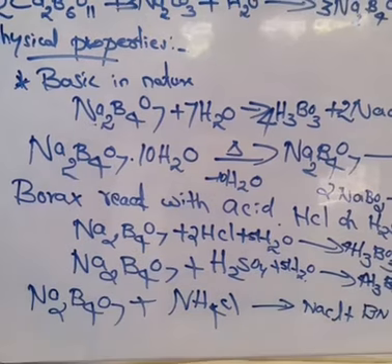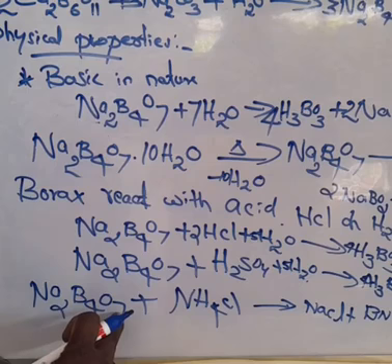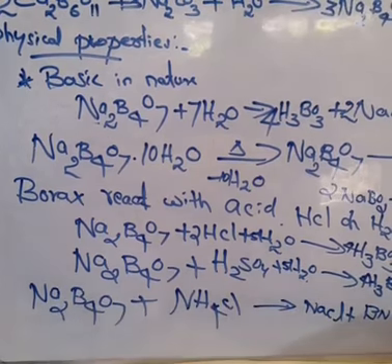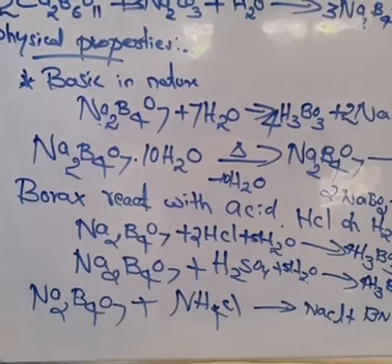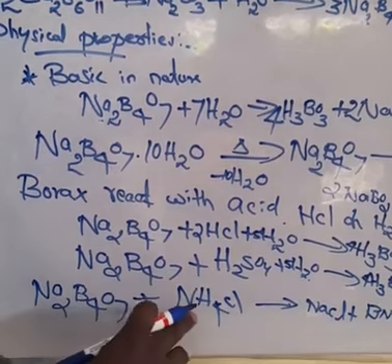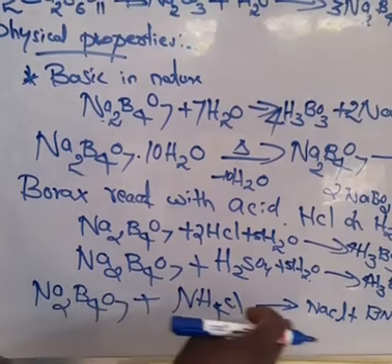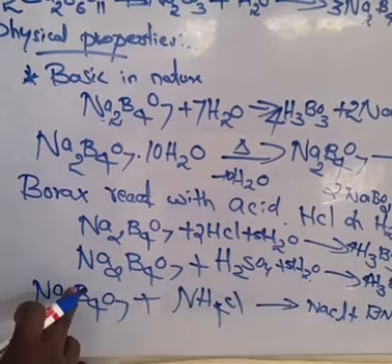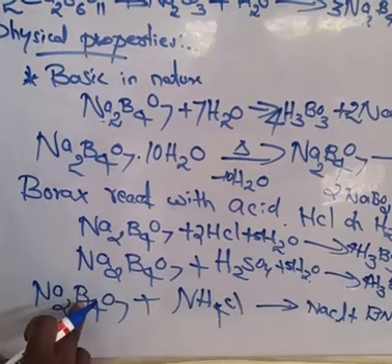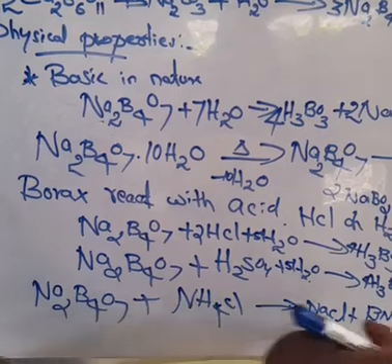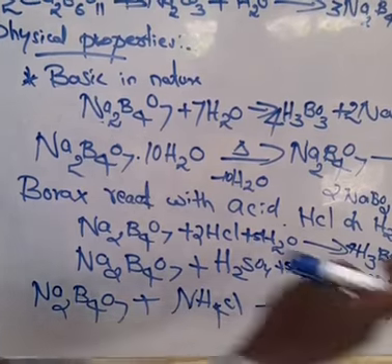B2O3 plus hydrogen with the oxygen, we get water, H2O. Okay. Borax plus ammonium chloride. First of all, sodium combines with the chlorine, we get sodium chloride. Boron combines with the nitrogen, we get boron nitride. Boron combines with the oxygen, we get boron trioxide. Hydrogen combines with the oxygen, we get water.